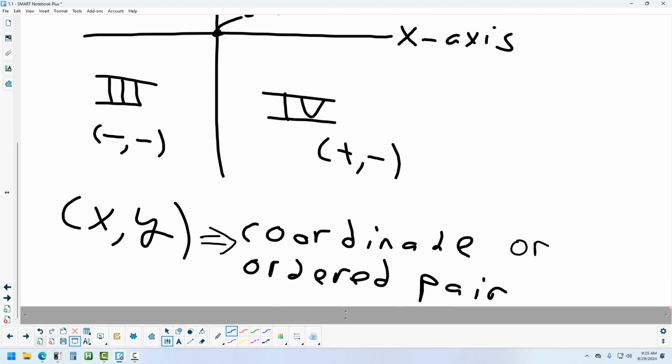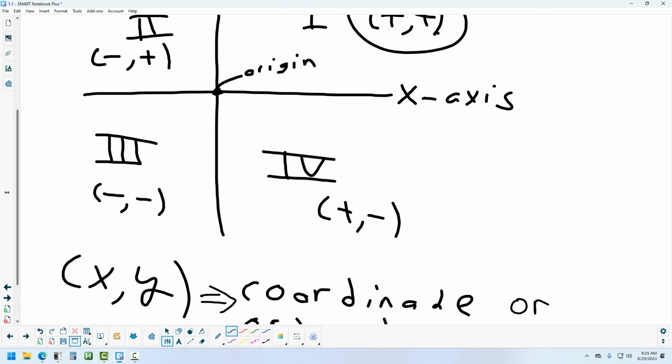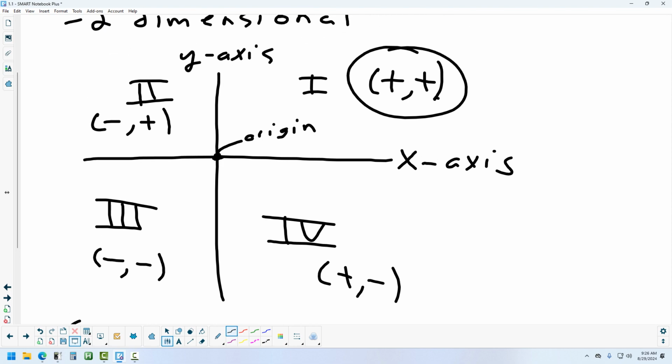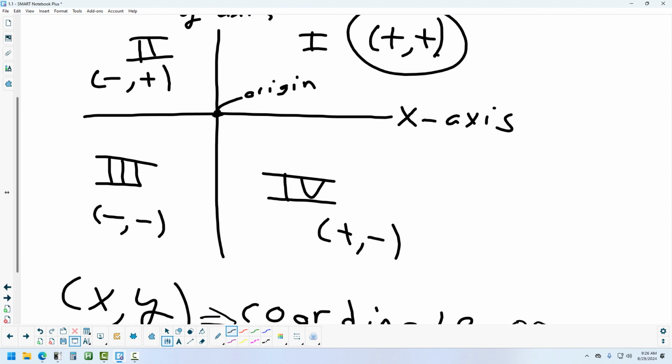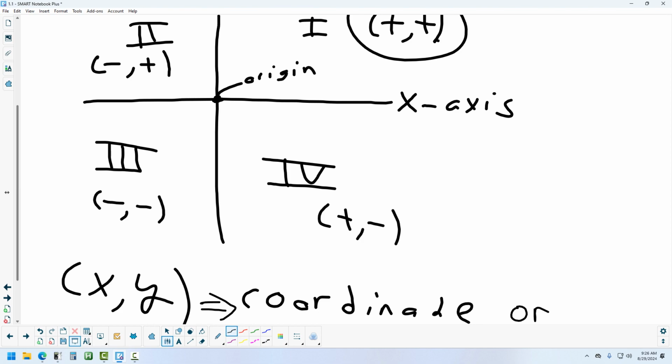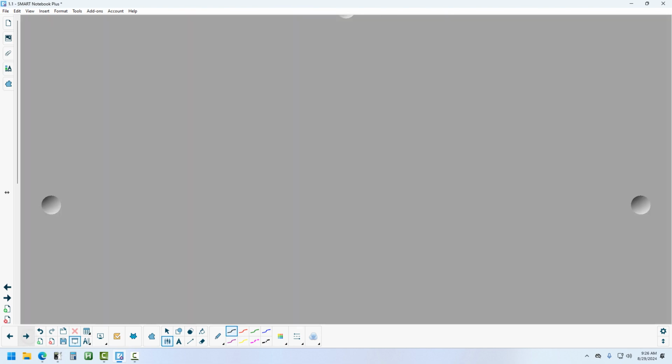So X is the horizontal movement. Y is the vertical. And again, just like you've always learned, positive is right and up. Negative is left and down. So I'm showing you in each quadrant what a coordinate would look like. Quadrant 1, both the X and the Y are positive, and so on. Okay, so any questions on the coordinate plane? Okay, Algebra 1, I spent a lot more time, but I'm just trying to go through it pretty quick.